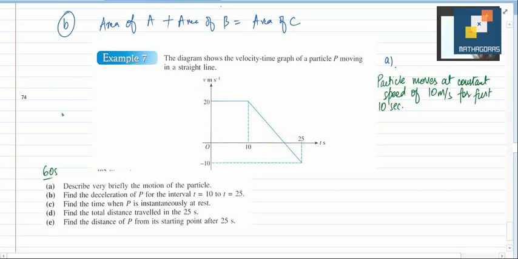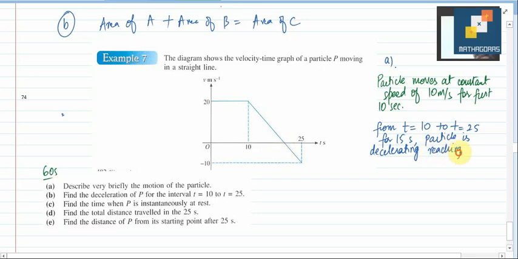So we can say that from t equals 10 to t equals 25, or we can say that for 15 seconds, the particle is decelerating. Alright, from t equals 10 to t equals 25, for 15 seconds the particle is decelerating, reaching a velocity of minus 10 meters per second. You can see on your graph. Alright, so that is your first part answer. We have described the motion of the particle in detail.